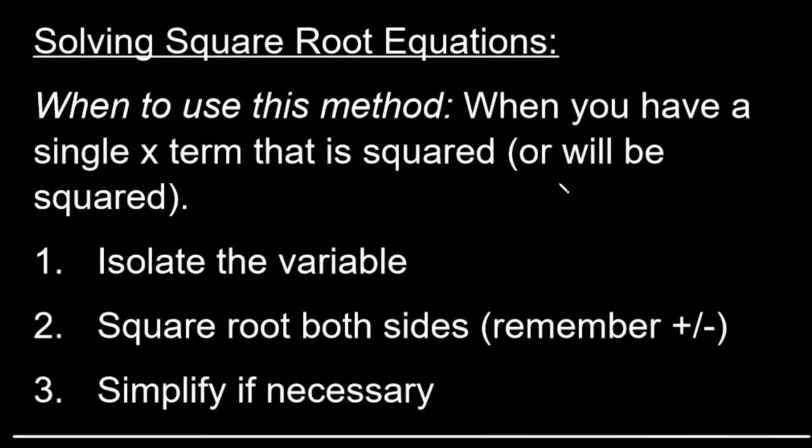You want to use this method when you have a single variable being squared or will be squared. The idea here is you want to isolate the variable, square root both sides, remembering the plus or minus, and then simplify if necessary.